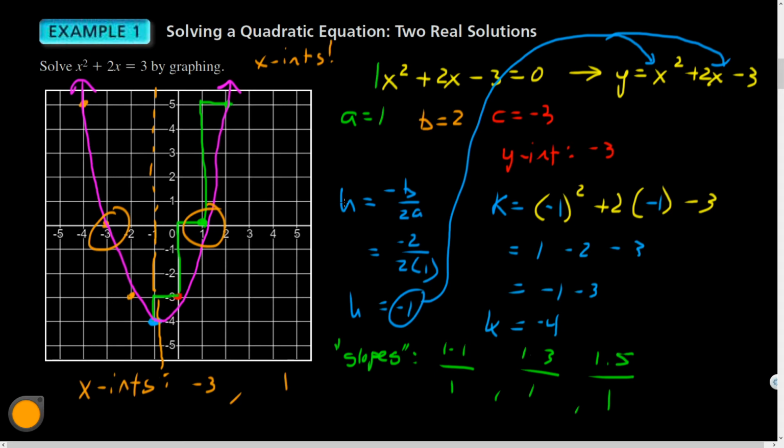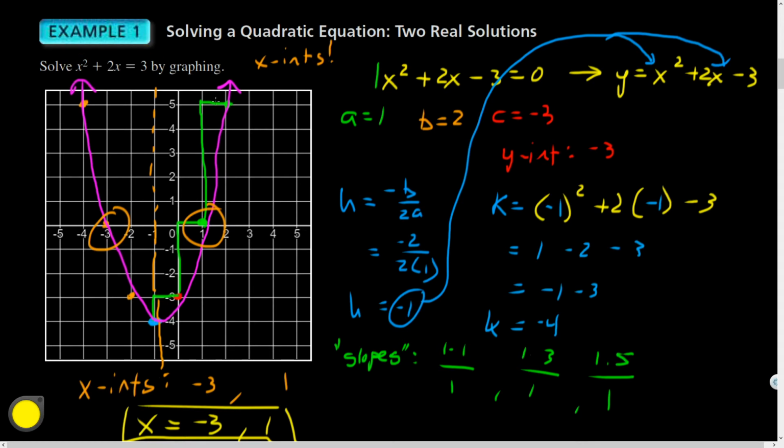And the whole point of graphing this was to go back to solving this, which is the same as solving that, which is to say that these x-intercepts are the solutions. X equals -3 and x equals 1 are the solutions of the original equation.